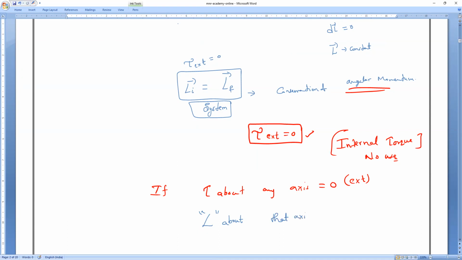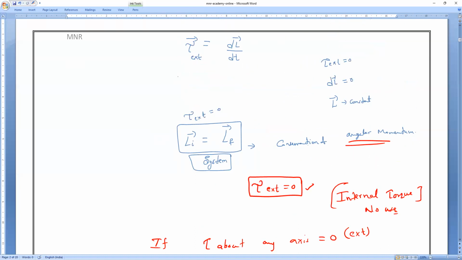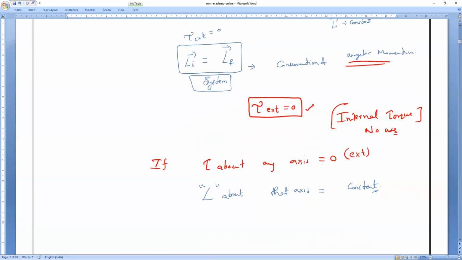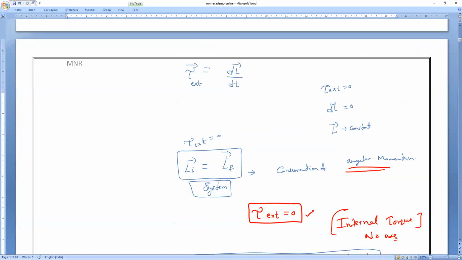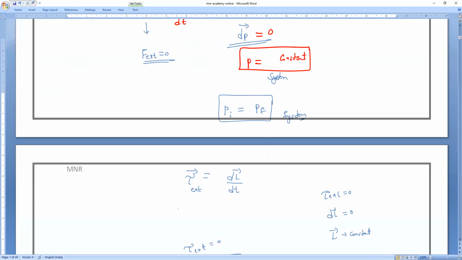Understanding? So about any axis, if the torque is zero, the angular momentum about that axis remains zero or constant? It remains constant. Are you clear, everyone? You have to remember it. Whenever the external torque, very important, about any axis is zero, then the angular momentum about that particular axis remains constant. Very, very important. I hope you all understand. Everybody clear? So what is the formula? Tau is equal to dL divided by dt.